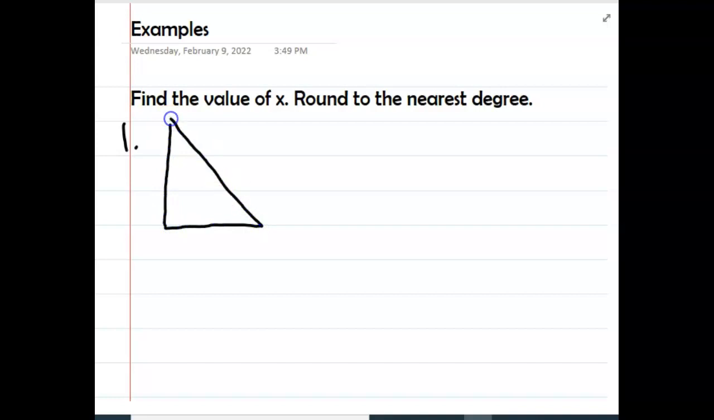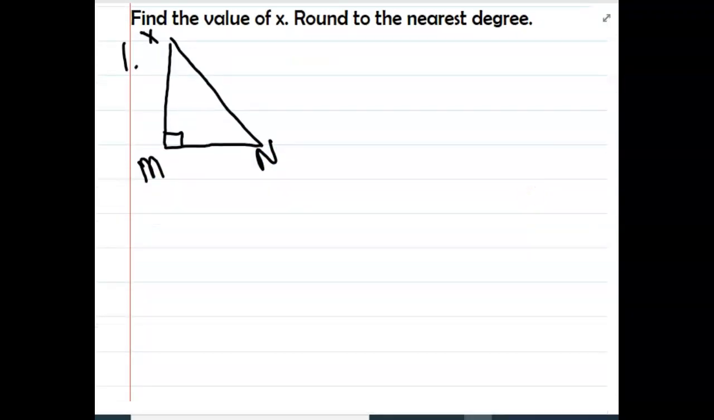So number one, we're looking for the value of x, which is going to be an angle. In this first triangle, that top angle is going to be x. My right angle is going to be m, and the other angle will be n. This left-hand side is going to measure 15. Xn will measure 20.